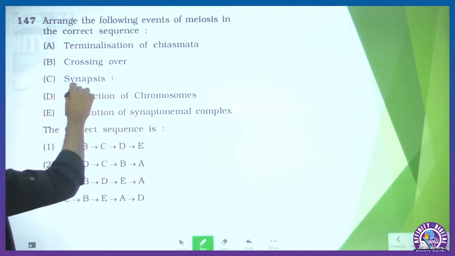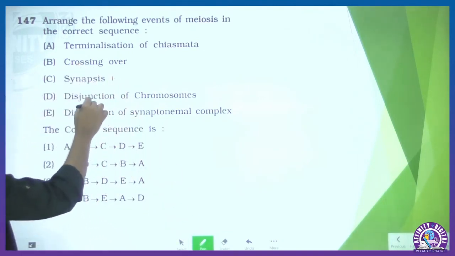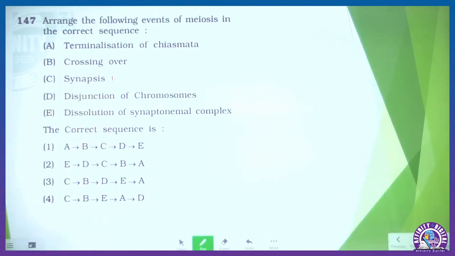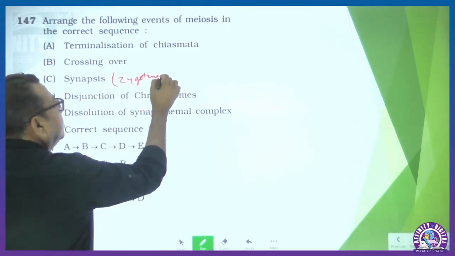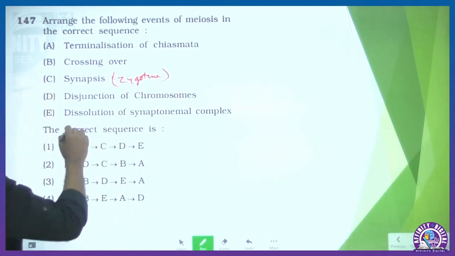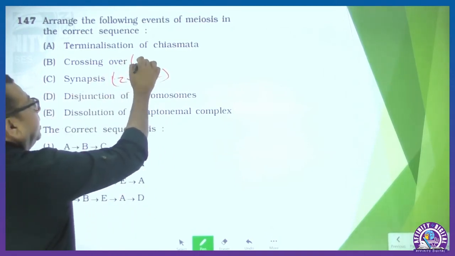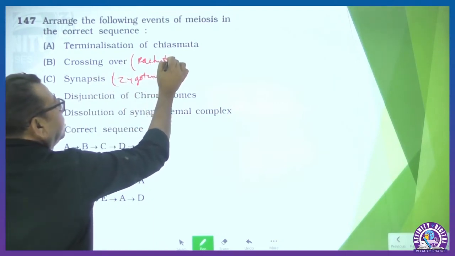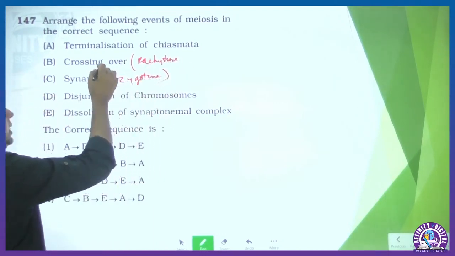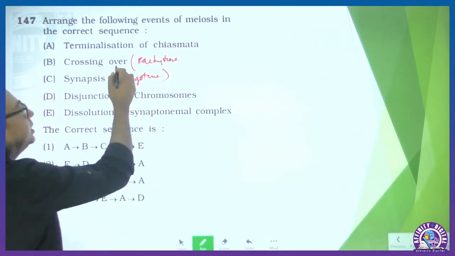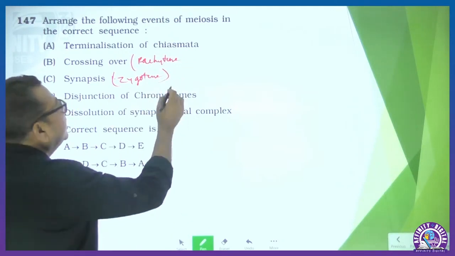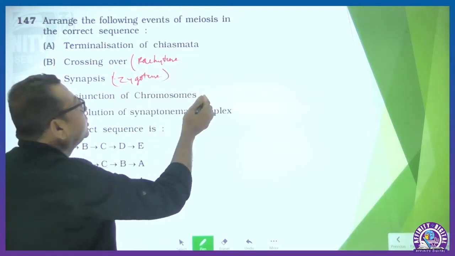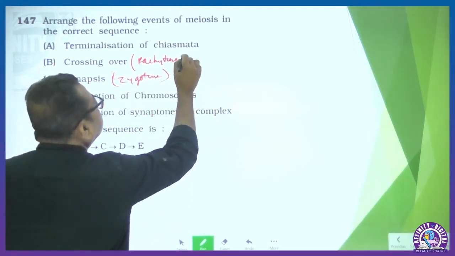With respect to the items supplied, the first event in meiosis will be synapsis. Where does synapsis occur? In zygotene of prophase 1 of meiosis 1. Okay, when does crossing over occur? In pachytene, the phase after zygotene. The most important event of pachytene is crossing over between genes of non-sister chromatids of homologous chromosomes, leading to recombination of linked genes. So it's called the pachytene stage.